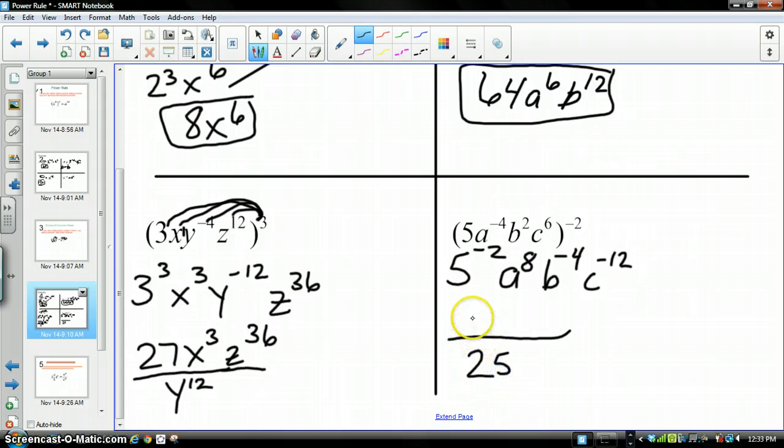Since 1's on the top, I'm not going to write it because we don't really need it. 8 here, 8's positive, so 8 stays where it is. So we have a to the 8th. Now our b and our c exponents are negative, so I'm just going to move those to the bottom. And that's our final answer.